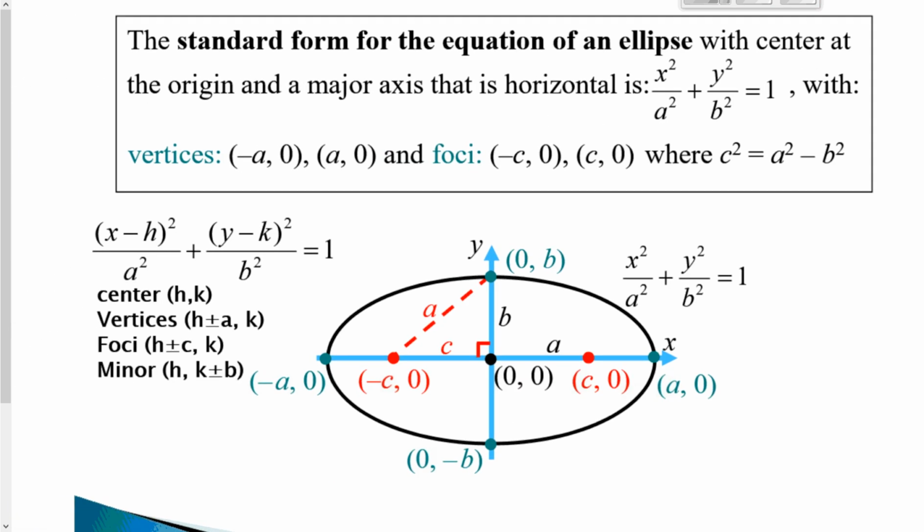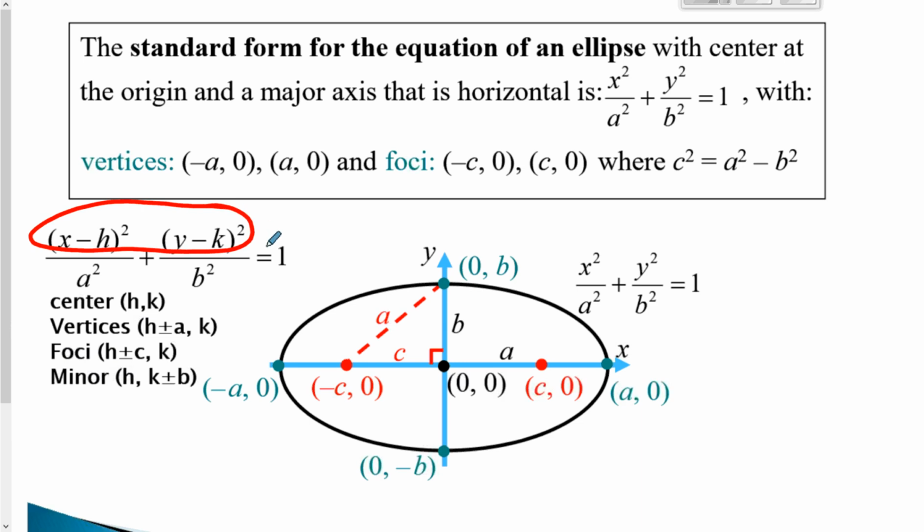If I just looked at the top and set it equal to 1, that would be a circle. But now we have these fractions, right? So h, again, to find our center, we have to take the opposite of whatever's inside there. And for k, we also take the opposite of the inside on the y to find our k. So that's how you find the center, kind of the same thing as the circle.